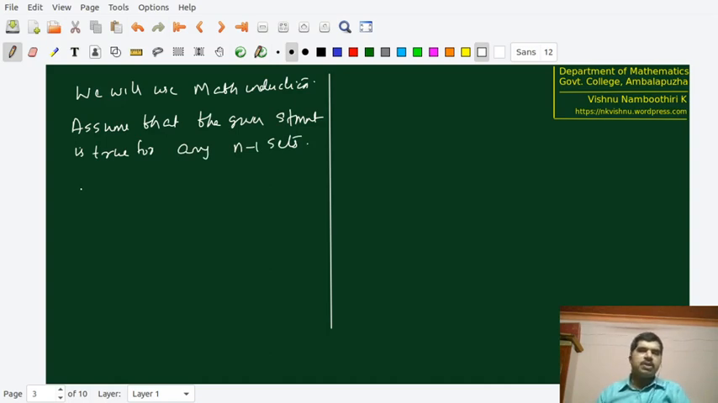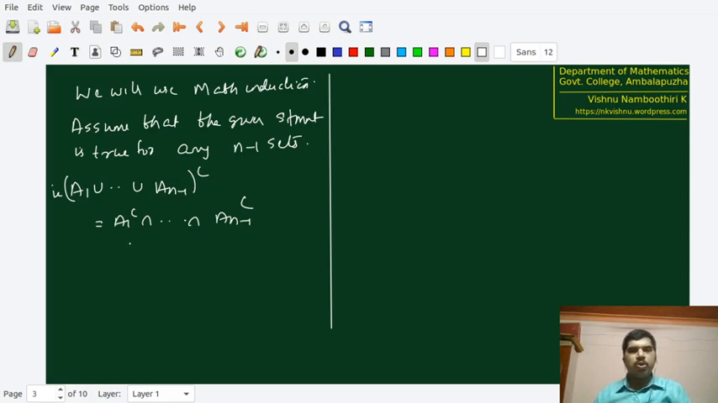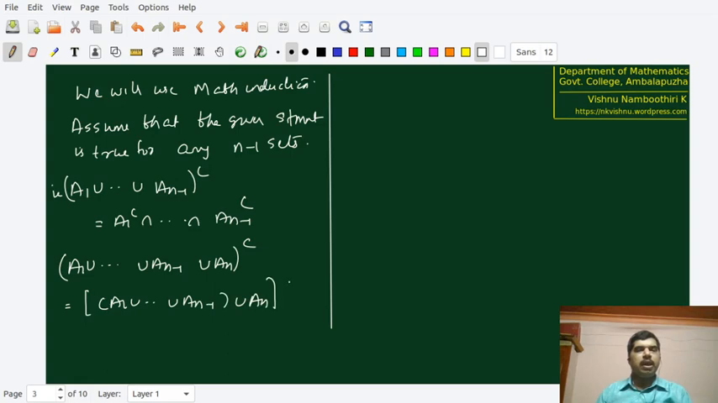Since it is true for any n minus 1 sets, without any loss of generality we can take the initial n minus 1 sets itself. So that is (A1 union etc. union A(n minus 1)) complement equal to A1 complement intersection etc. intersection A(n minus 1) complement. This is what is true according to our assumption. Now, we take A1 union etc. union A(n minus 1) union An, n sets, and take the complement. We can write this as (A1 union etc. union A(n minus 1) union An) complement.